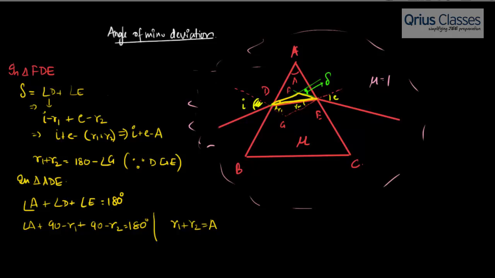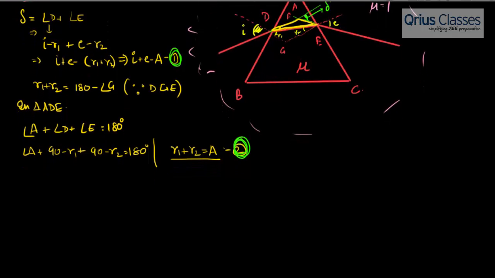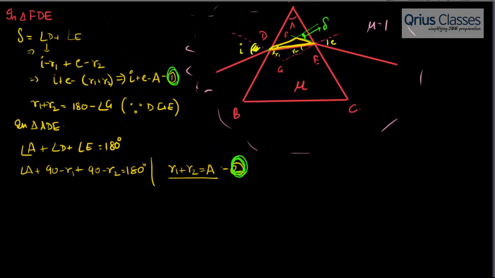Now, these are two things that we can establish very well. Let us say this is equation 1, this is equation 2. Let's move on. What other equations do we know? We know Snell's law, so let's apply that. The equation says that sine I must be mu times sine R1. Let's call this equation 3. And we also have that mu times sine R2 must be sine E. Let's call this equation 4.